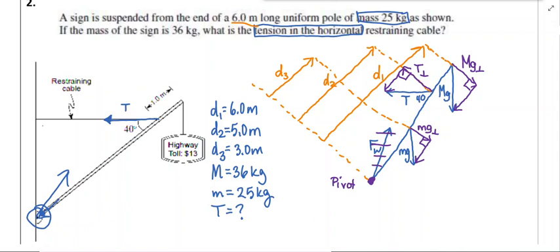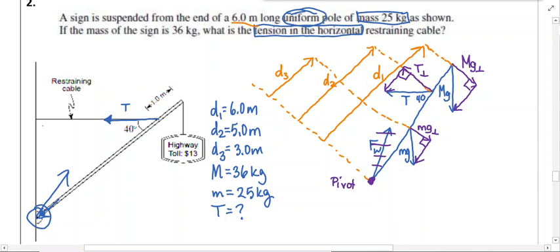The one that I had to figure out was D2. Notice that there is a 1 meter mark given on the sign here. So we're 1 meter short on D2, so that's the 5. And D3, we assume the center of mass is right in the center on questions like this. It's a uniform pole, right? When it says uniform pole, it means the mass is constant throughout the pole.